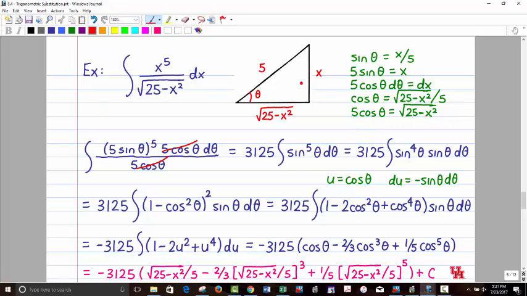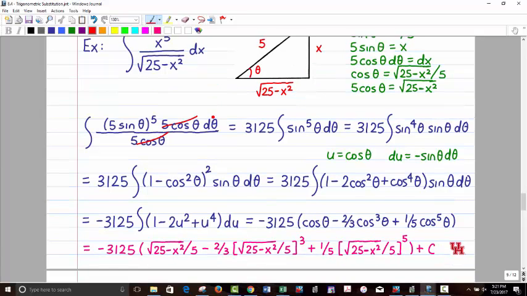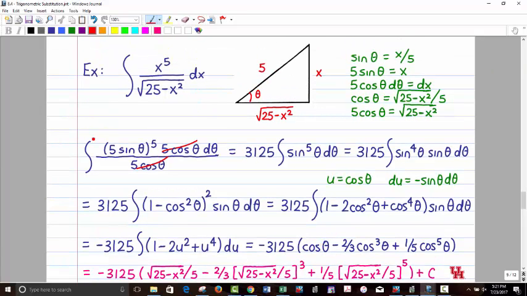All right, so there we go, and let's put everything together. The x to the fifth here will be 5 sine theta to the fifth. dx is 5 cos theta d theta, and then the radical is 5 cos theta. So you see these 5 cos thetas will cancel out directly. That leaves 5 to the 5th, which is 3125, and we have sine to the 5th.